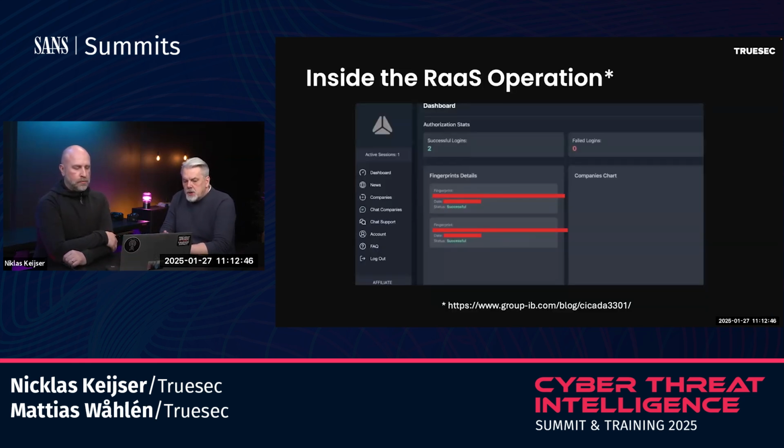And thanks to Group IB, we also know a little bit of the inside of this ransomware as a service group, because they managed to get access to the dashboard used by the ransomware criminals. And this is the dashboard an affiliate sees when they log in to start using the ransomware as a service operation.